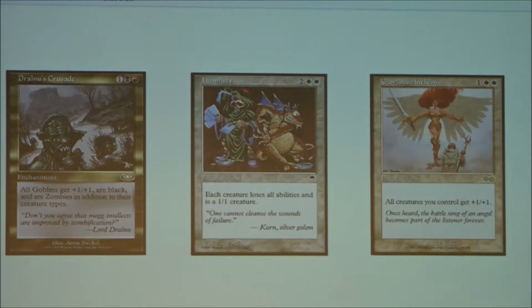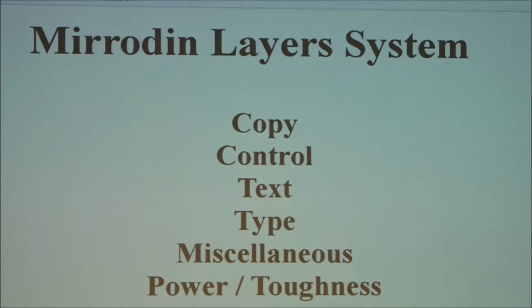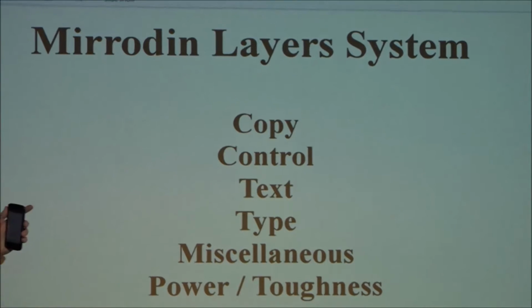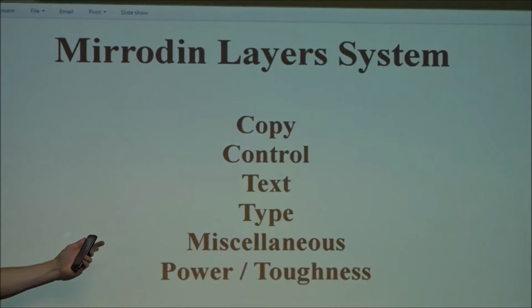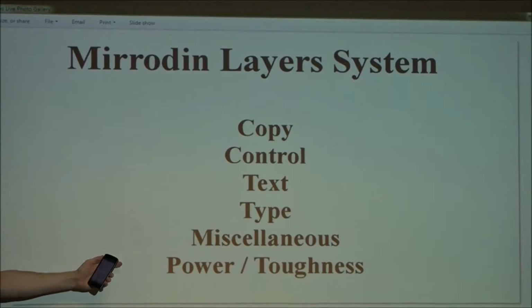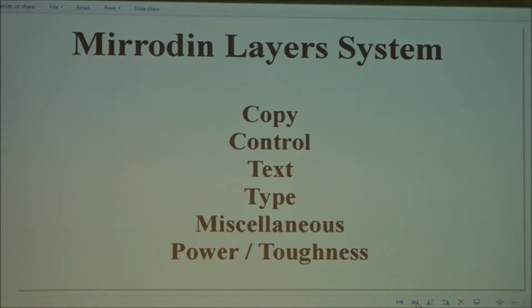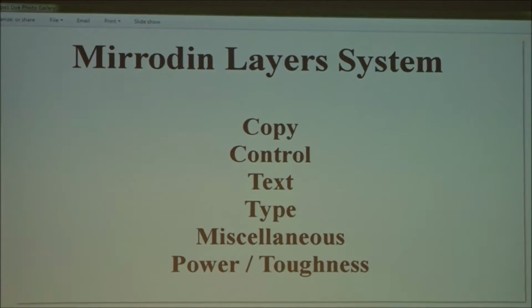Oh, and we'll add control changing effects and text changing effects into their own layers because, funny story, they weren't actually included in the rules before this. Whoops, our bad. So now we have 6 layers. Copy, control, text, type, miscellaneous, whatever, and power and toughness. They didn't actually include the word whatever in the rules, but you can see it there. So this reverses the ruling on Humility and counters, but it's still consistent, so it doesn't really matter. And you can see the modern system starting to take shape here.